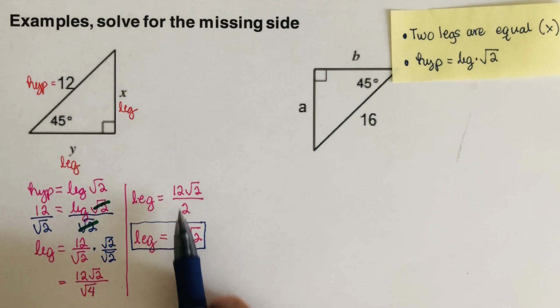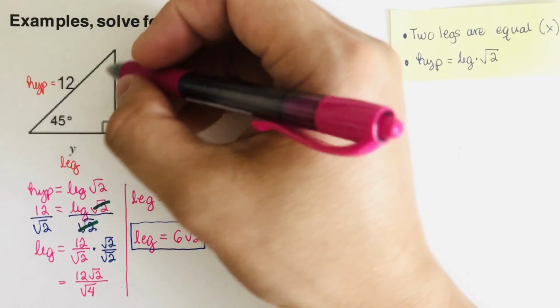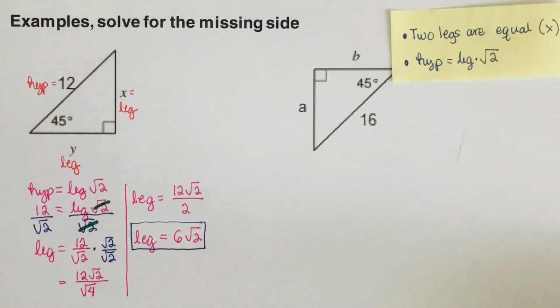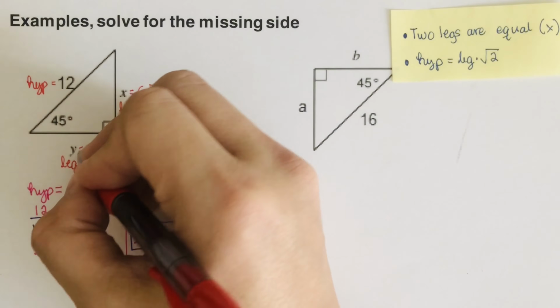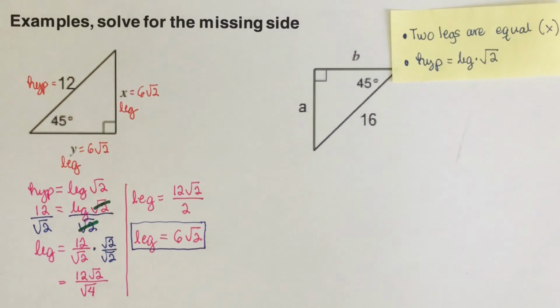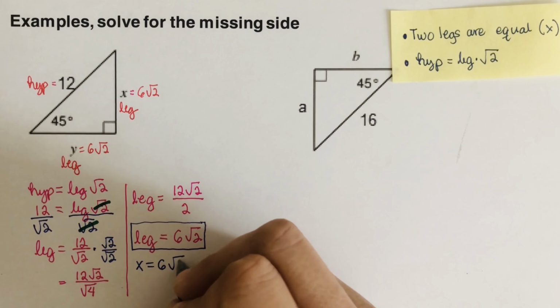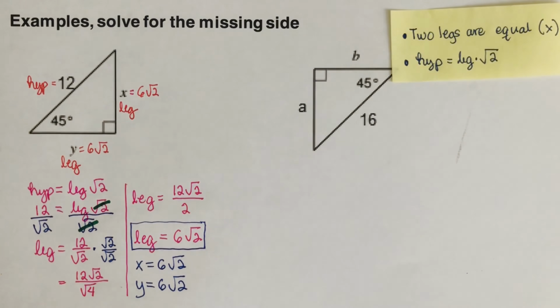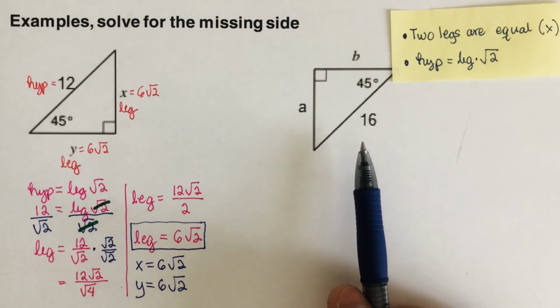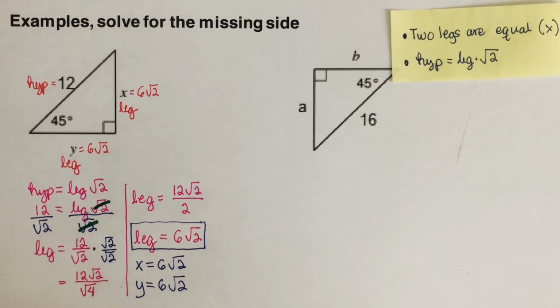Again, we got the 6 because we have 12 divided by 2 is 6 and we keep the square root of 2. So then this side right here is 6 square root of 2. So this is 6 square root of 2 and this is 6 square root of 2. So then we can go ahead and write x is equal to 6 square root of 2, y equals 6 square root of 2. At this time, I would encourage you to pause this video and try this problem out on your own. And when you're done, unpause it and check your answer.